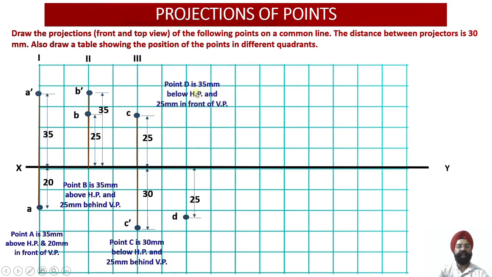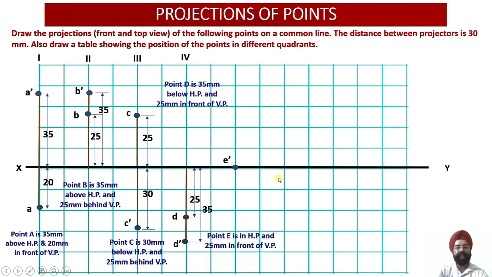Then for point D, the distance is 35 mm below HP. So D dash will appear 35 mm below HP, and the distance in front of VP is 25 mm. So we get point D 25 mm below the XY reference line. So these are the coordinates of the point D, which is located in quadrant number 4. So all these projections we have drawn 30 mm apart.